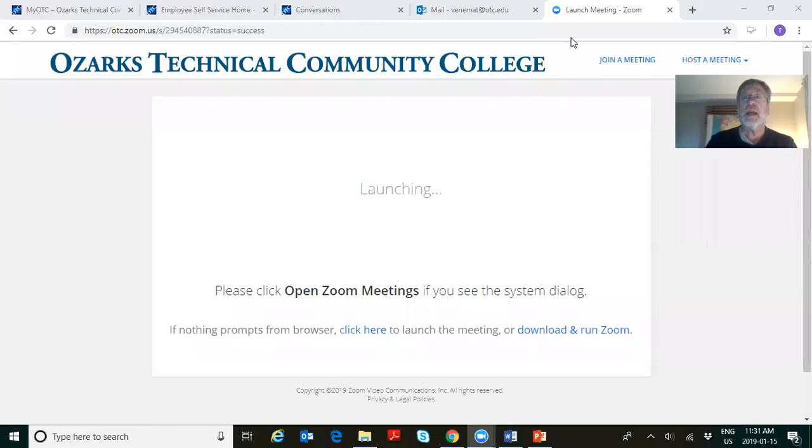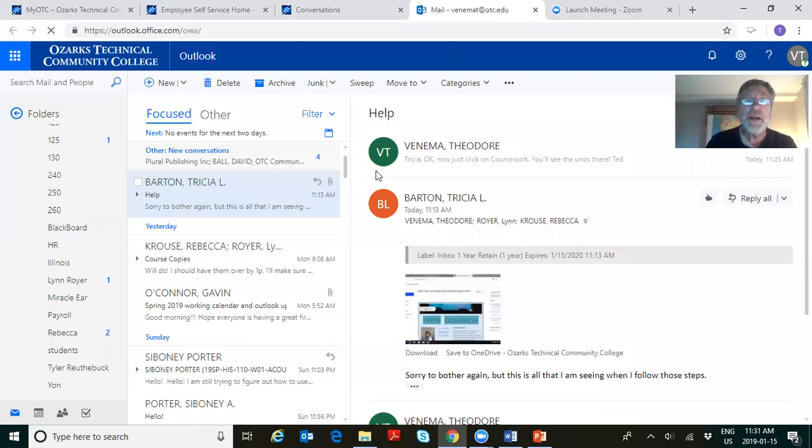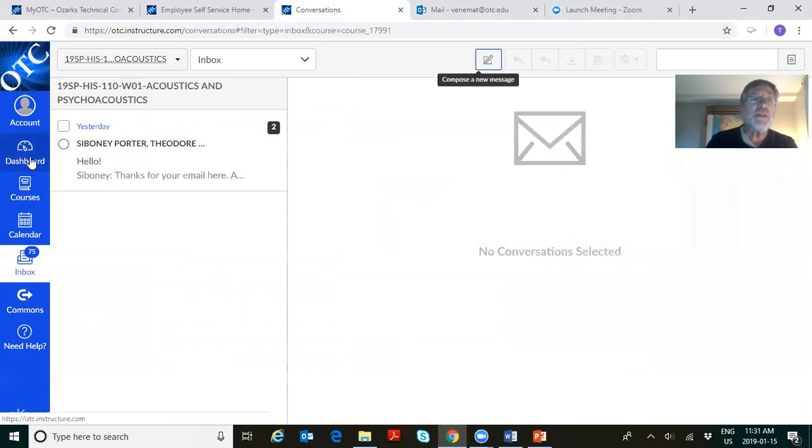But if I share screen here, and let's see how to do this. If I go to Ozarks, and I wish that little thing would go away. There's my emails, I don't need that. I can close that. Okay, if I go to dashboard, I'm sure you can see this now.